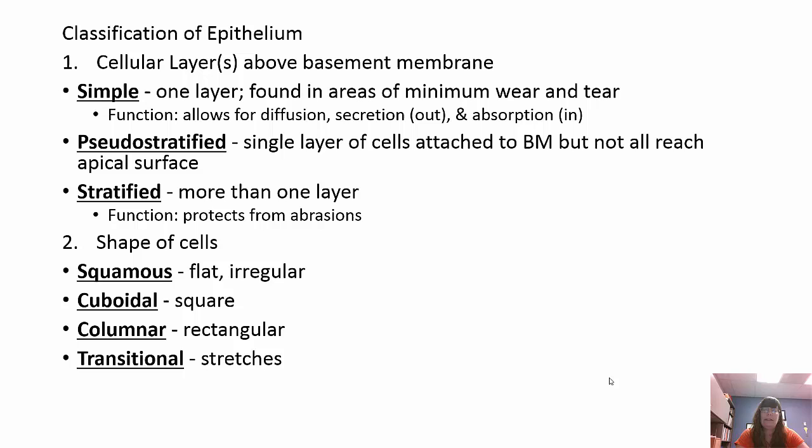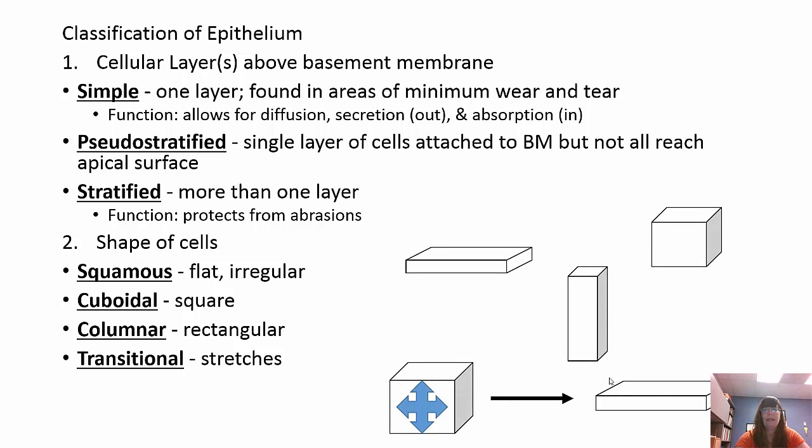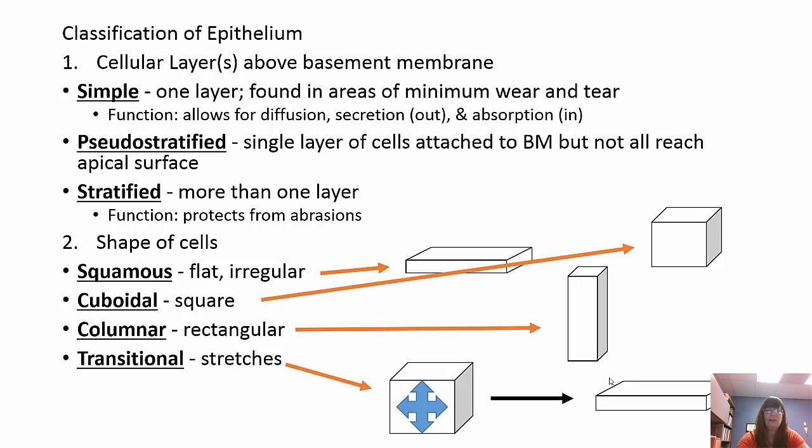And transitional stretches, which means it changes shape. So transitional will start out one shape and then change to another. The bladder is the best example of this. When your bladder is empty, it's kind of flattened. When your bladder fills up, those cells will stretch out. So there you have squamous, cuboidal, columnar, and transitional.